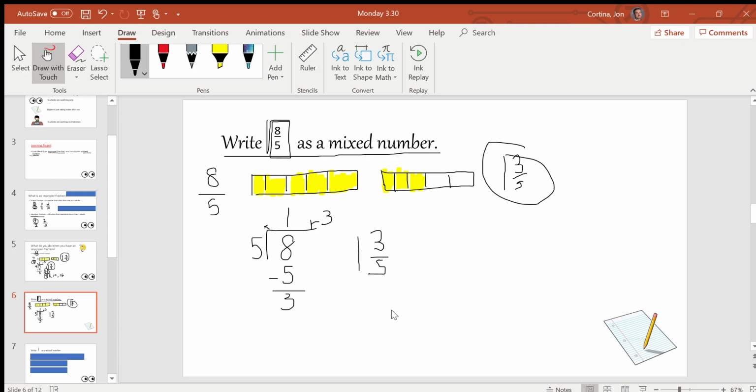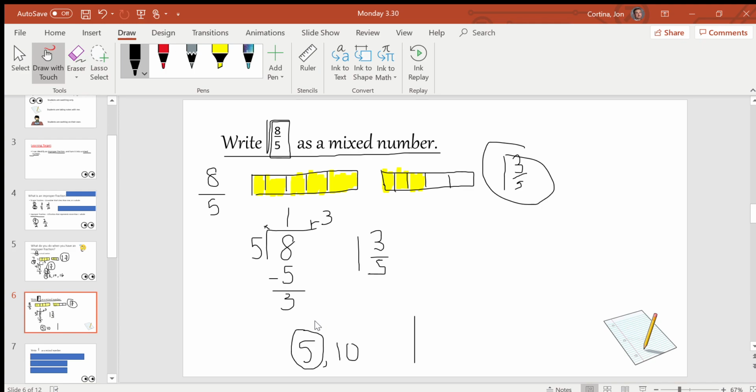Okay. And then the last strategy, all we're going to do is skip count by 5s until we get to 8. Okay, and I noticed that we skipped over 8. So 5 can only go into 8 one time. That's our whole number. And to get from 5 to 8, we're just going to count up.